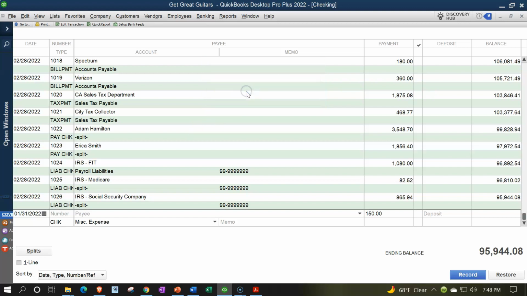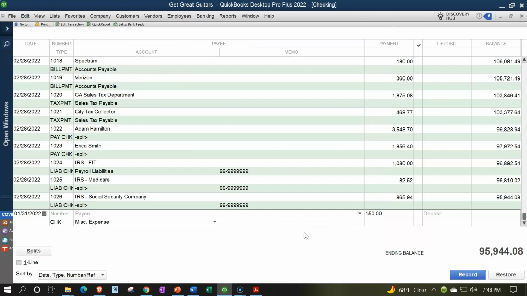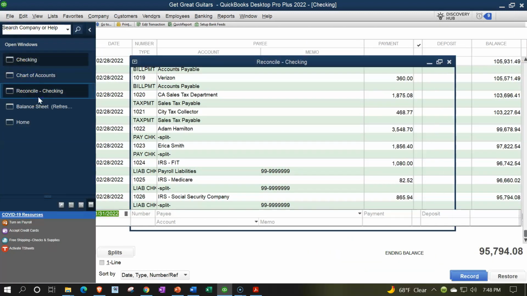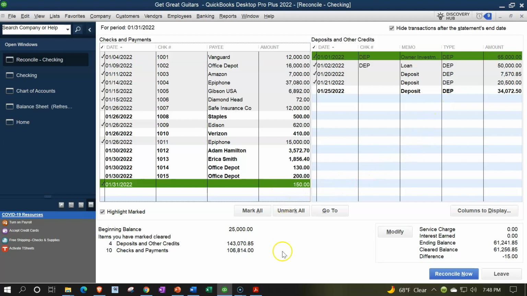I'm going to put it in, and next time we'll do it as a draw. So it's going to be an expense item, miscellaneous expense. So I'm going to say okay, and then just record that one out. And so then if I open up the caret and I go back to my bank reconciliation, we're going to say there it is. There's the 150. Check. Roger that. Checked it off.